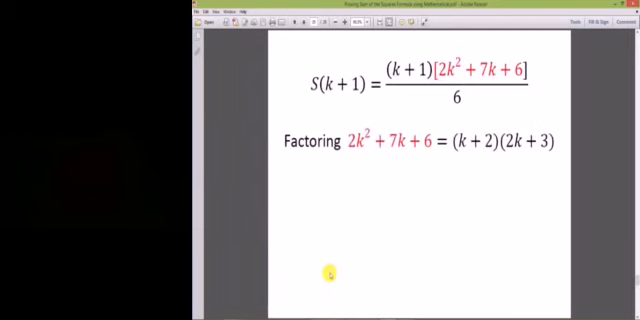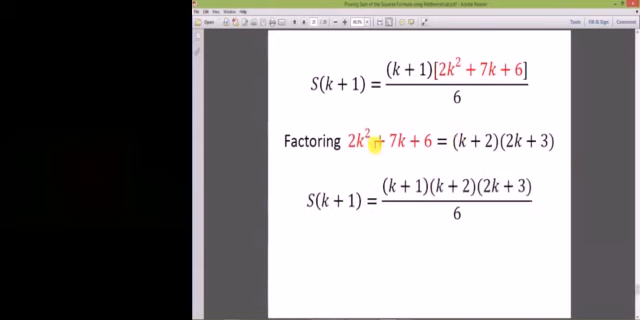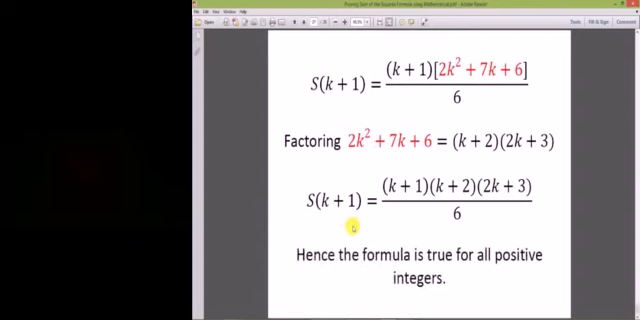Adding like terms, and then factoring this 2k squared plus 7k plus 6, we have k plus 2 times 2k plus 3. Now we can easily check this by foiling it, and therefore we have S of k plus 1 equals k plus 1 times k plus 2 times 2k plus 3 over 6. And this is precisely the formula that we want to prove. Therefore, the formula is true for all positive integers by the principle of mathematical induction.